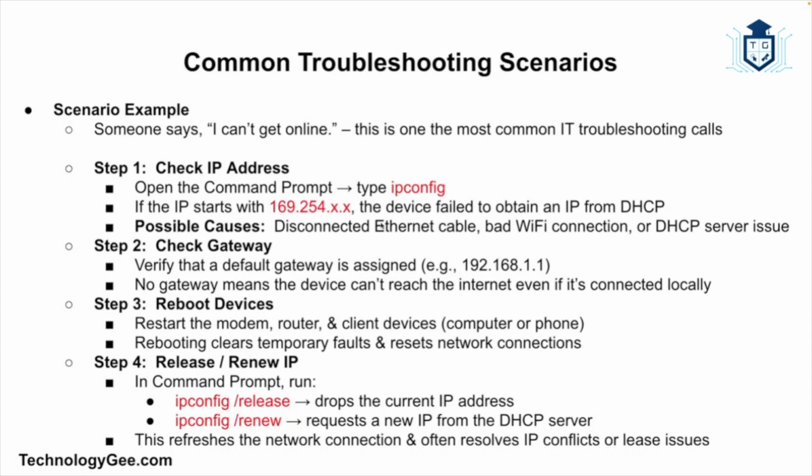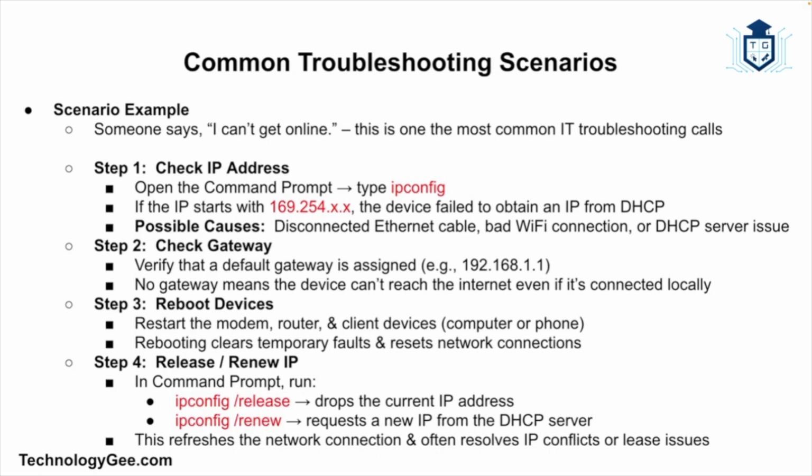And if the IP address looks like this right here, where it starts off with 169.254, then that means that the device has failed to get an IP address, and you're going to want to go check your DHCP settings or your cable or Wi-Fi connections. After that, you're going to want to check the gateway. So you want to make sure that the device has a gateway that has been assigned, because no gateway means no internet.